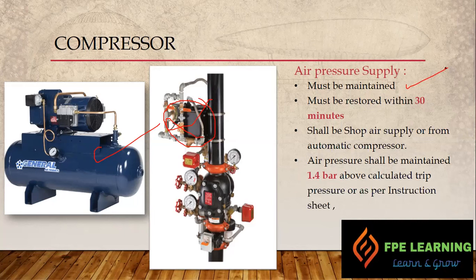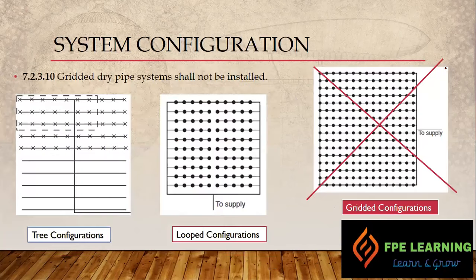So coming to the topics now, within 30 minutes we have to restore the supply. It shall be from an air supply or from an automatic compressor. We can use any one. Air pressure shall be maintained 1.4 bar above the calculated trip pressure or as per the instruction sheet. Suppose your system requires 2 bar, then the air pressure shall be 3.4 bar, something like that. But you have to follow the data sheet of the manufacturer, because it varies. This is the minimum requirement from NFPA, but you have to look at the data sheet along with this one. That's all about the air supply.